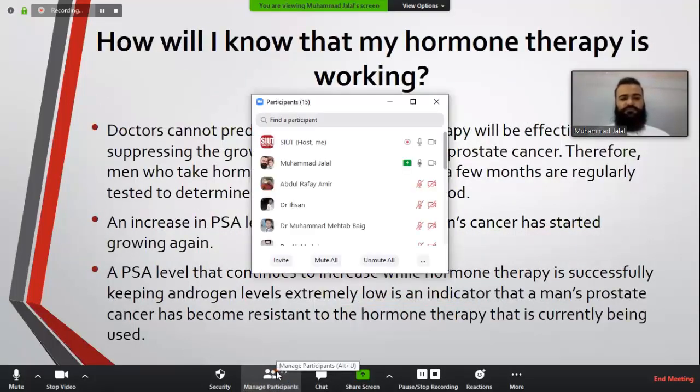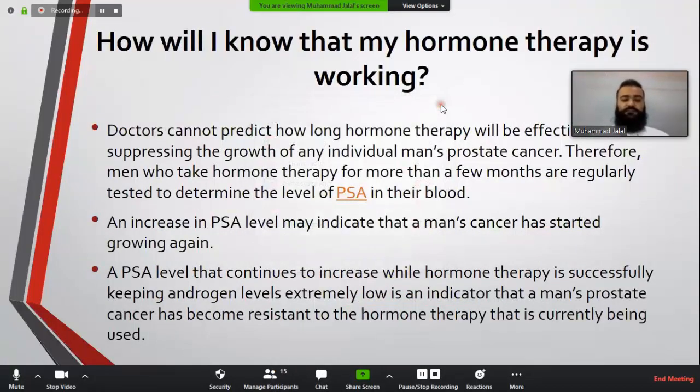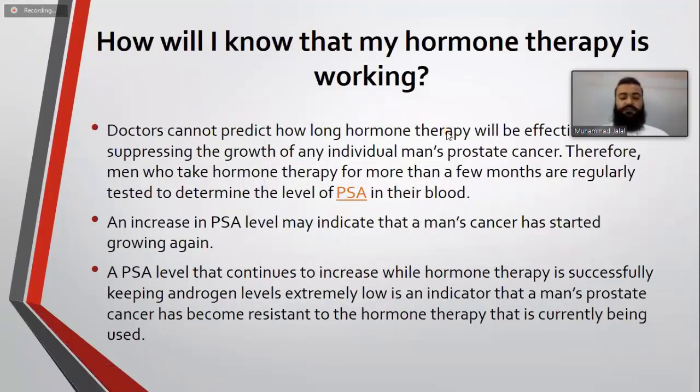How will I know that my hormone therapy is working? Doctors cannot predict how long hormone therapy will be effective in suppressing the growth of any individual man's prostate cancer. Therefore, men who take hormone therapy for more than a few months are regularly tested to determine the level of prostate-specific antigen in their blood. An increase in prostate-specific antigen level may indicate that a man's cancer has started growing again. A PSA level that continues to increase while hormone therapy is successfully keeping androgen levels extremely low is an indicator that a man's prostate cancer has become resistant to the hormone therapy that is currently being used.